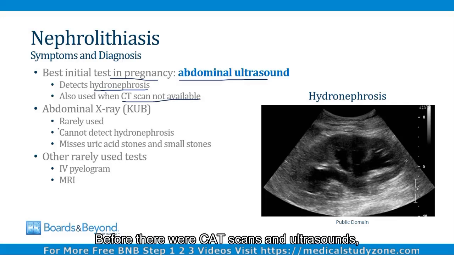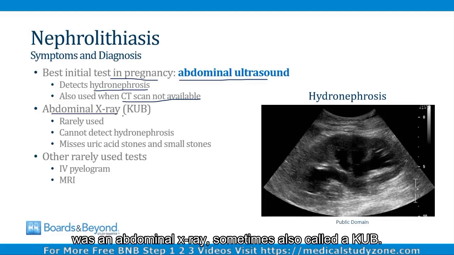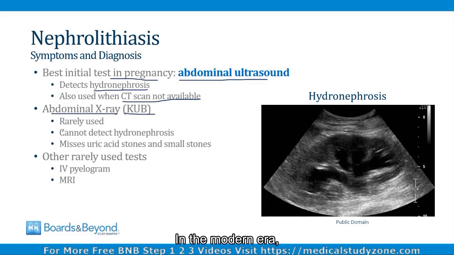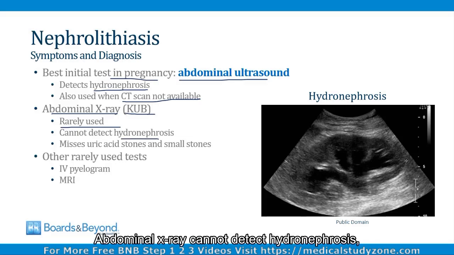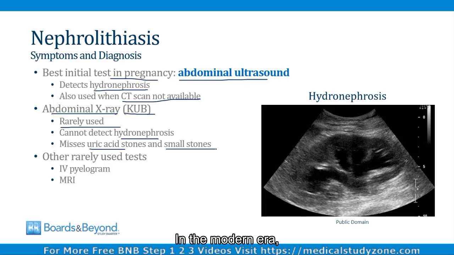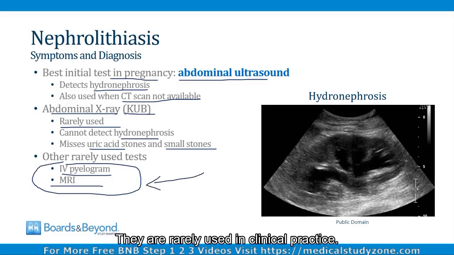Before there were CAT scans and ultrasounds, the test of choice for kidney stones was an abdominal X-ray, sometimes also called a KUB. In the modern era, this is rarely used, and in a board question, a KUB is almost always the wrong answer. Abdominal X-ray cannot detect hydronephrosis. It also can't see uric acid stones, and it also misses small stones. So in the modern era, abdominal X-rays have been entirely replaced by CAT scans and ultrasounds. And then some other tests that are rarely used are an intravenous pyelogram, which is an invasive test, and an MRI. Neither of these tests is going to be the right answer in a board question. They are rarely used in clinical practice.